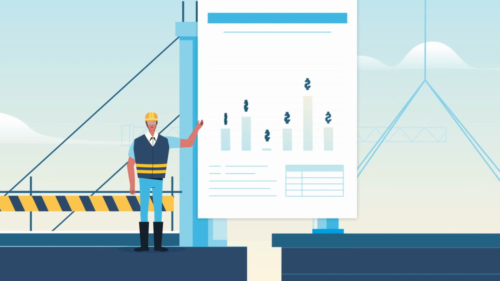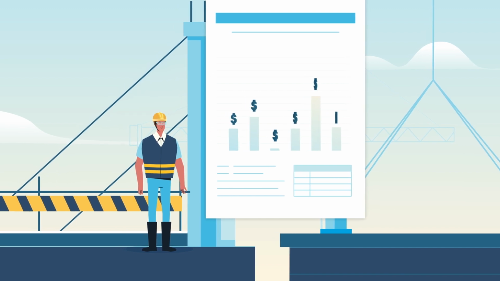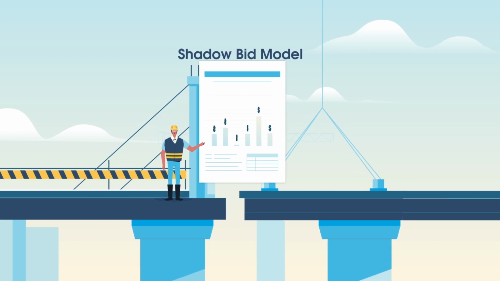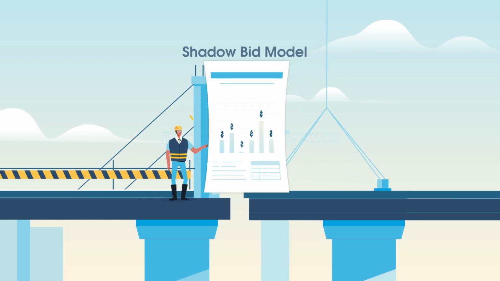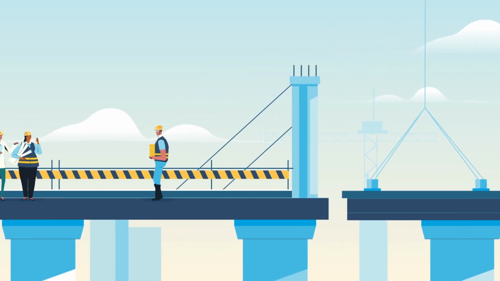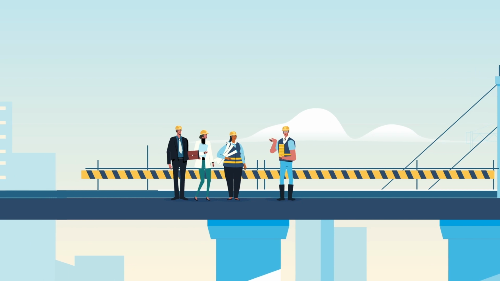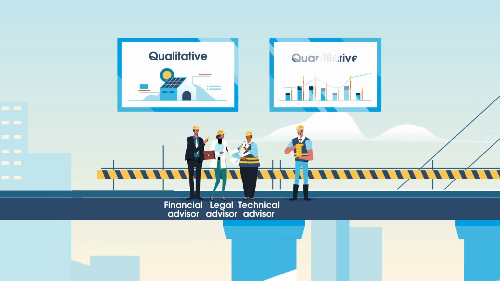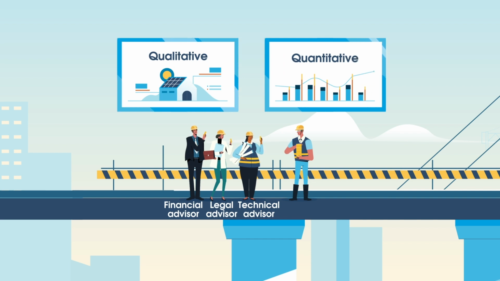A shadow bid model is the estimated cost to the public sector, considering all the same items as the public sector comparator, if the same project were to be delivered as a PPP. In the cost estimates, the shadow bid model must also include items such as the additional transaction costs needed for public sector financial, legal, and technical advisors.